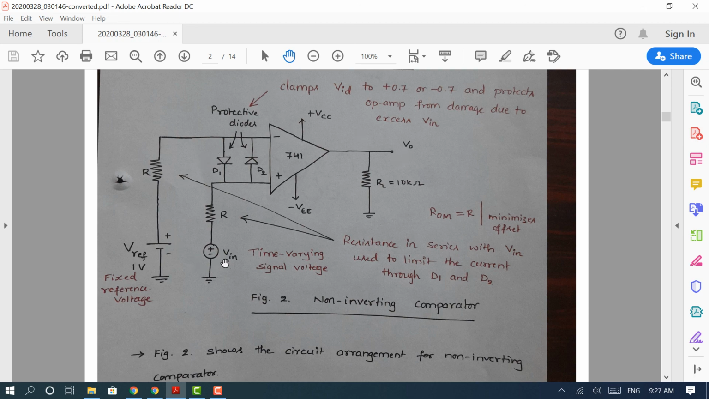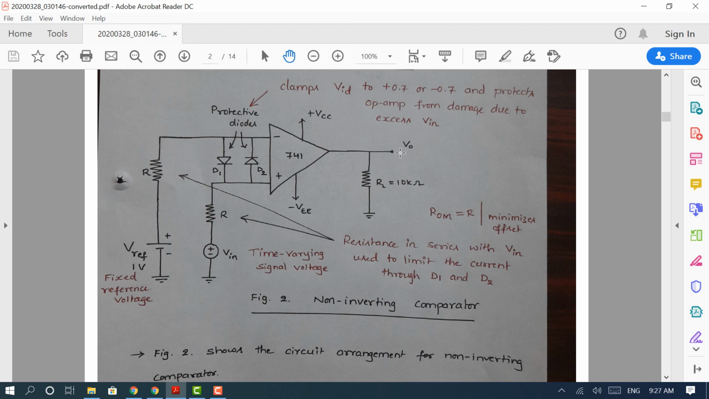Conversely, if the input is greater than the reference voltage, the signal going to the non-inverting terminal will be larger. The reference voltage that goes to the inverting terminal is smaller. Therefore, the output will be driven into plus Vsat. Plus Vsat is approximately equal to plus Vcc. Minus Vsat at the output is approximately equal to minus Vee. I hope you understand the analysis.